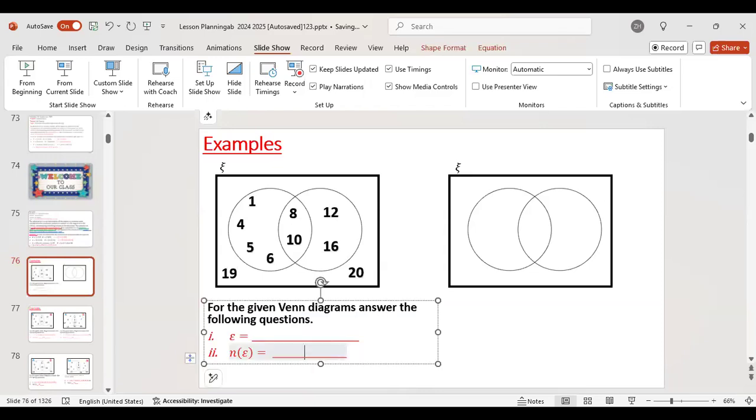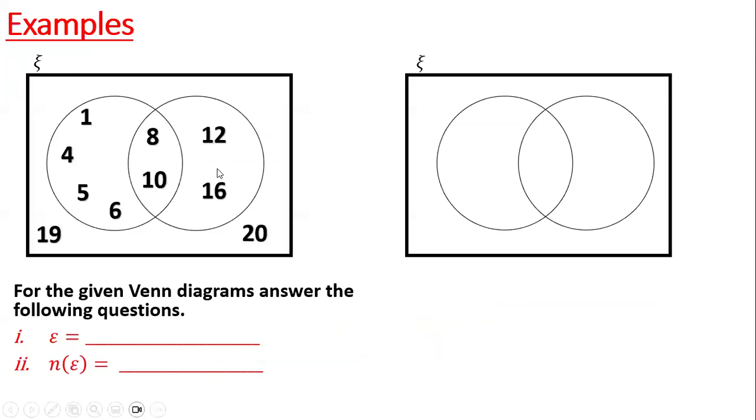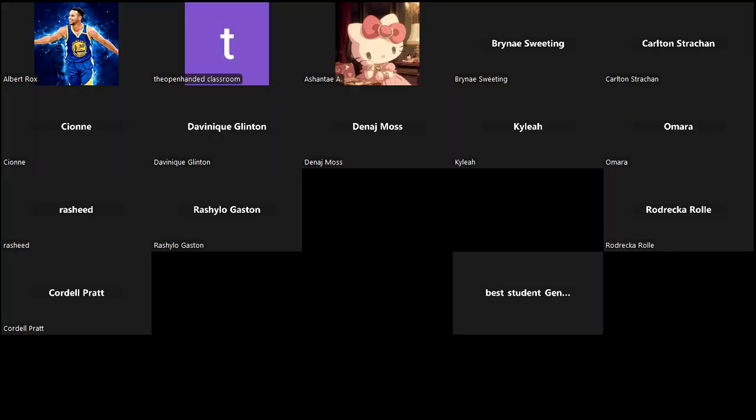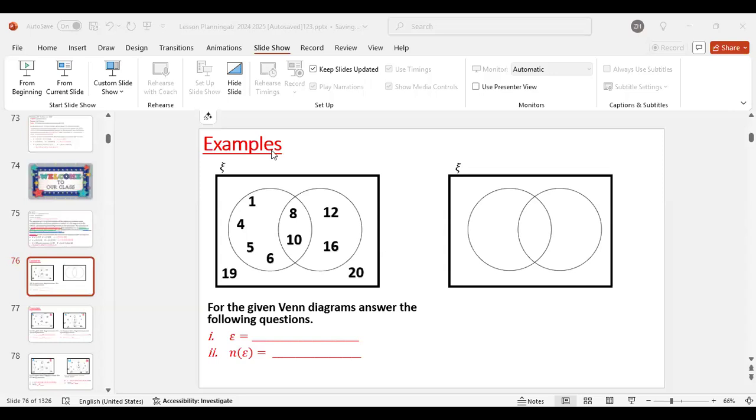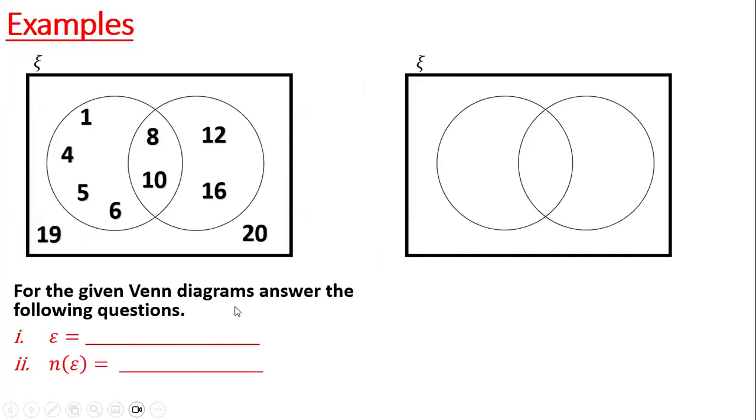Go ahead. Everything on the screen is lagging. The only thing I could see is the Venn diagram. Okay, let me stop sharing and share again. Hopefully you can see it now. You can see it now? Yes, sir. Okay.